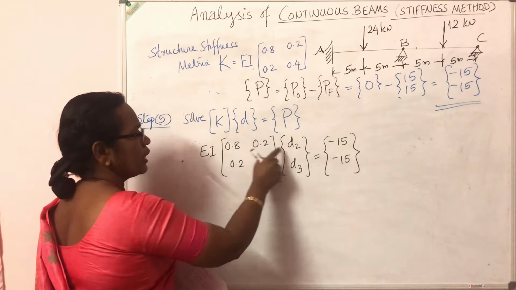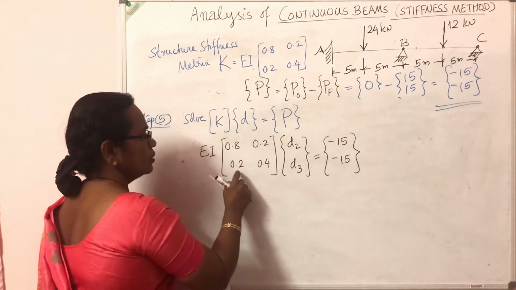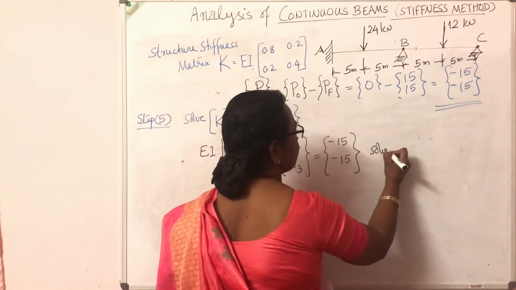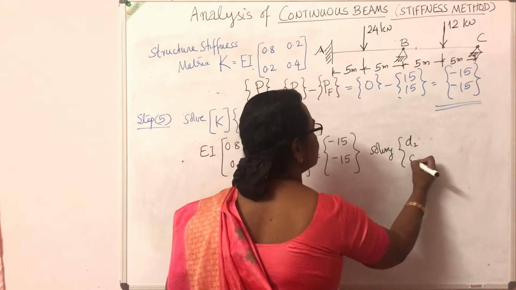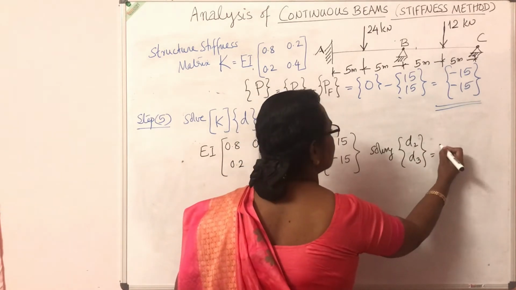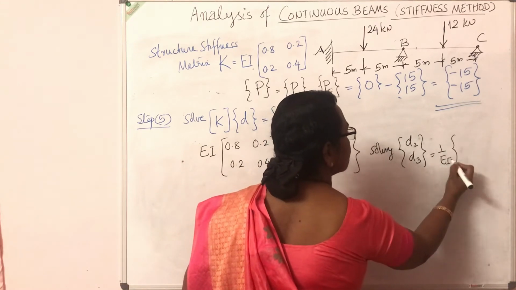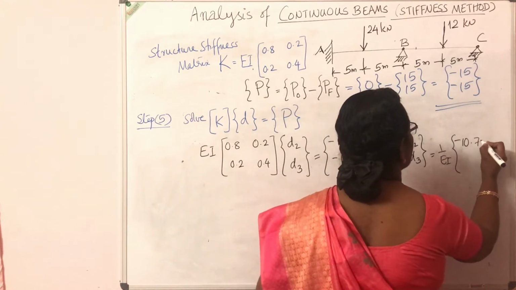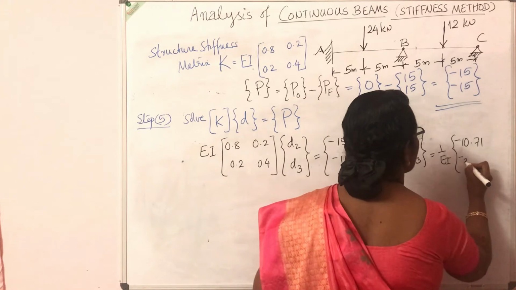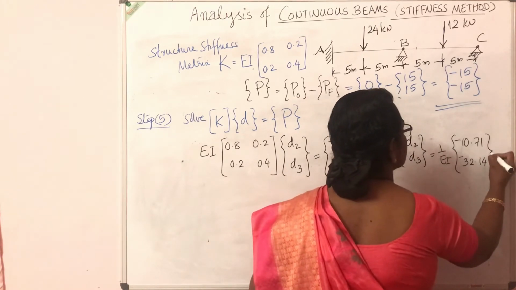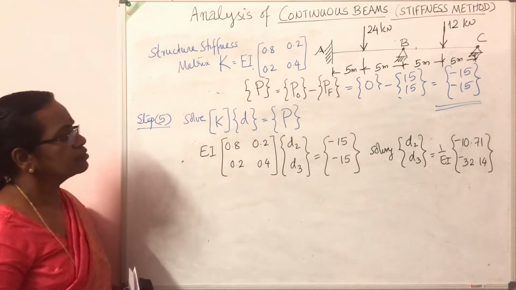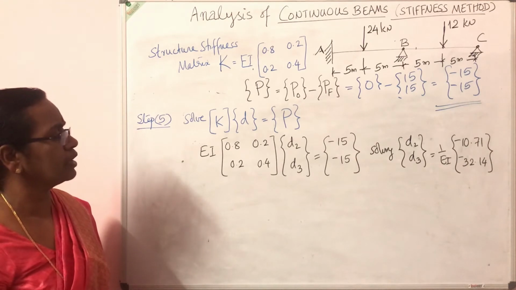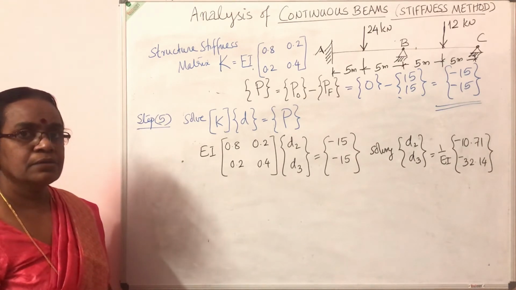Solve this equation. 0.8 D2 plus 0.2 D3 is equal to minus 15. 0.2 D2 plus 0.4 D3 equals minus 15. Solving, you get D2, D3 is equal to 1 by EI into minus 10.71, minus 32.14. That means we get the slope at B and C as anti-clockwise rotations, 10.71 by EI radians and 32.14 by EI radians.